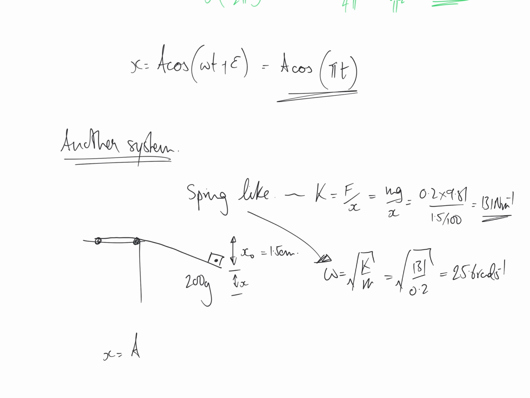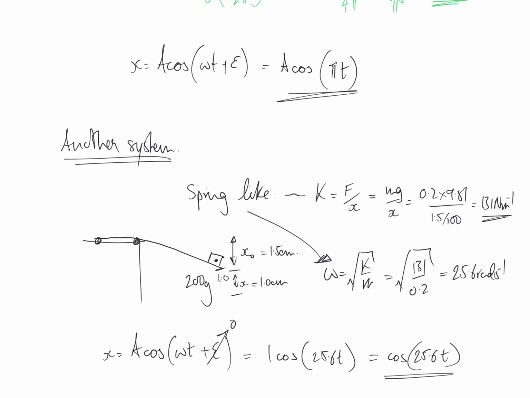And now we're nearly there. Remember, x is A cos omega t, and we're hoping we're starting from a point which means epsilon is 0. We're going to say that's 0 because we're going to start from a maximum displacement here, t equals 0. Now that gives me a displacement of 1 centimetre. I should have mentioned that before, but now we've got it. So 1 cos 25.6 t, or if you like, cos 25.6 t is the equation for this system. Okay. I hope that all makes sense.